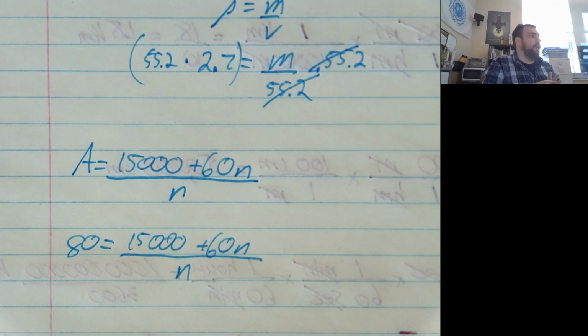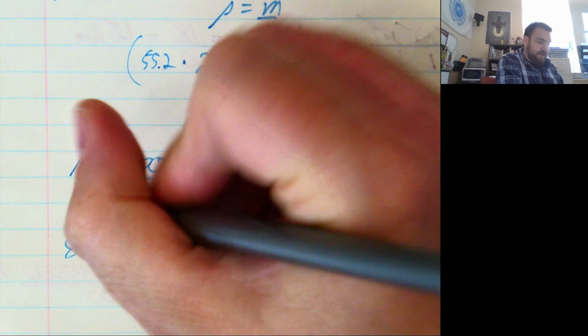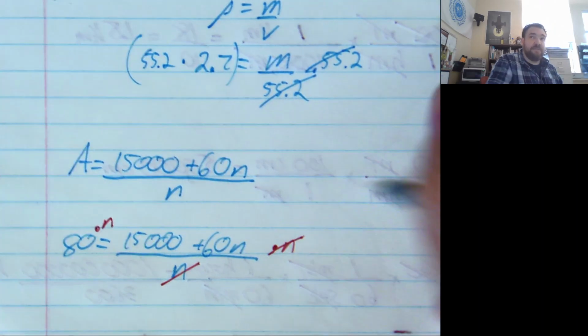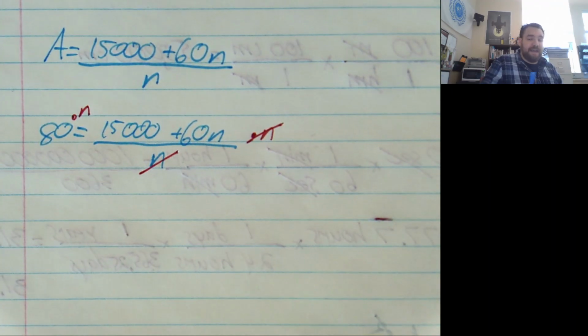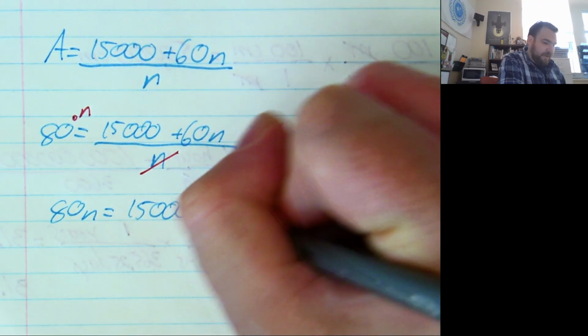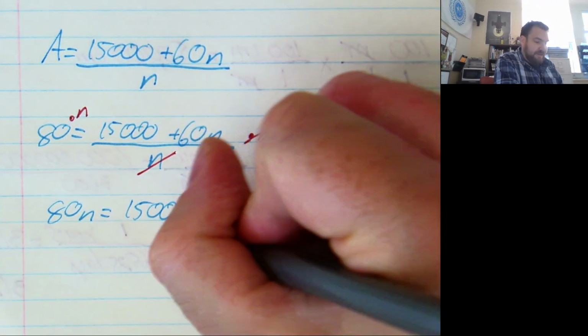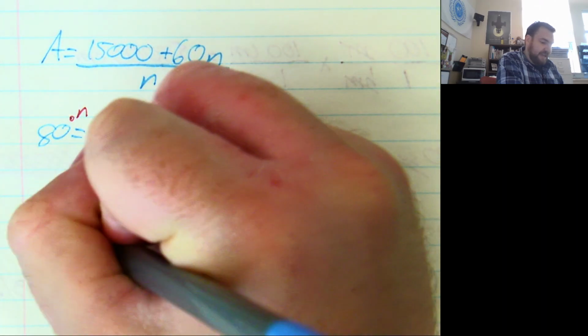So this is the upper end of what you would have been given in Math 10 and been told to solve. We want to gather all of our n's together, and to do that we have to get this one out of the denominator. So we're going to multiply n on both sides. Here my n's will cancel. And what we're going to get is 80n equals 15,000 plus 60n. And now this is a lot more doable. To gather my n's, I'm going to bring all of the terms with n onto the left-hand side. So I'm going to take away 60n, I'm going to take away 60n.